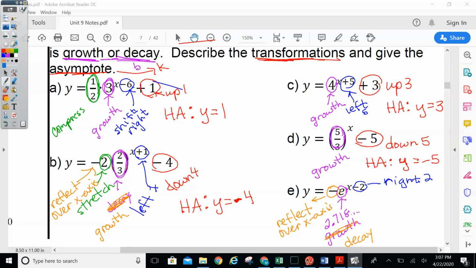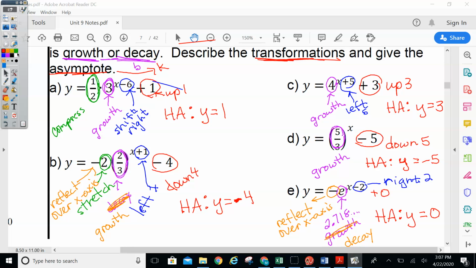This one has no k, but we do need a k out here for the horizontal asymptote because it's still going to have an asymptote. So what would the horizontal asymptote be if there's not a k? Well, it's like it's plus 0, so the horizontal asymptote would be at 0.